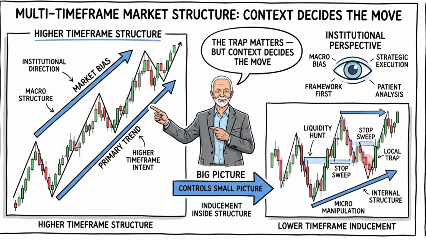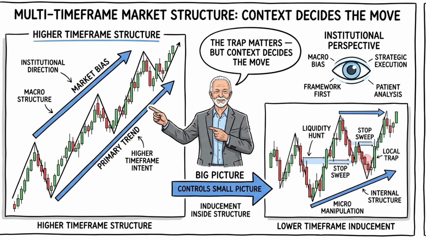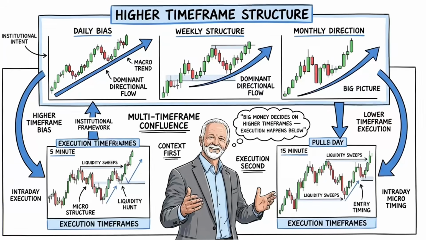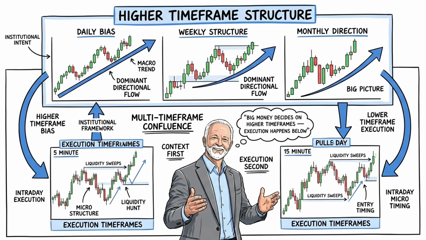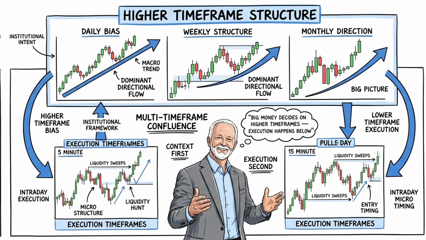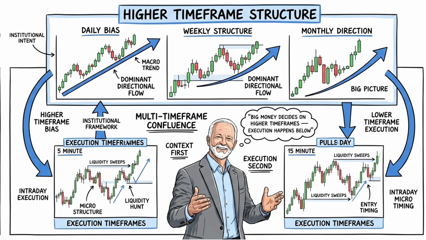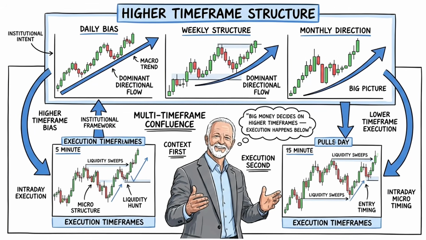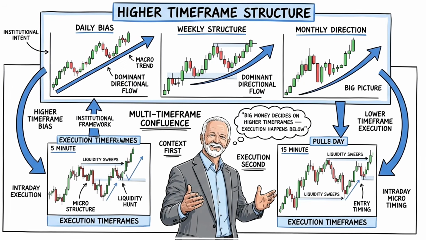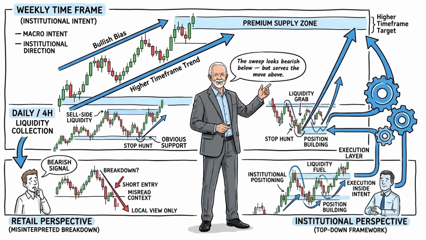Because inducement doesn't happen in isolation. It happens within a structured framework of higher timeframe intent. The core concept here is multi-timeframe confluence. Institutional players operate primarily on the daily, weekly, and monthly timeframes. The moves on the 5 and 15-minute charts are executions of higher timeframe decisions. Here's how to think about it.